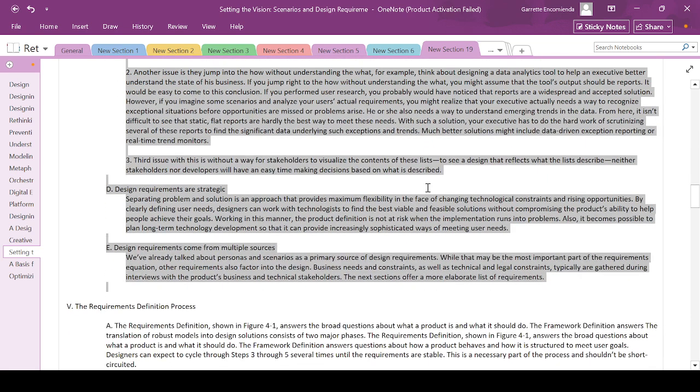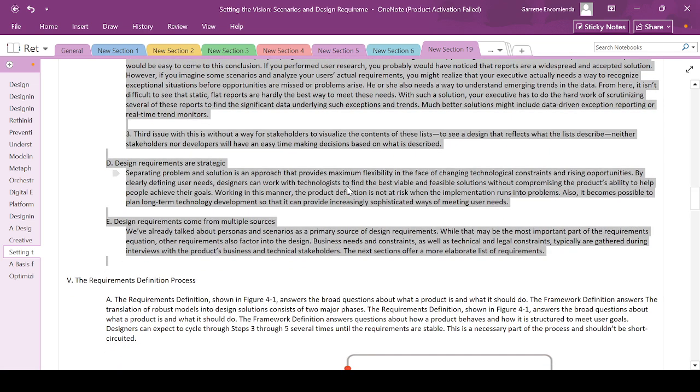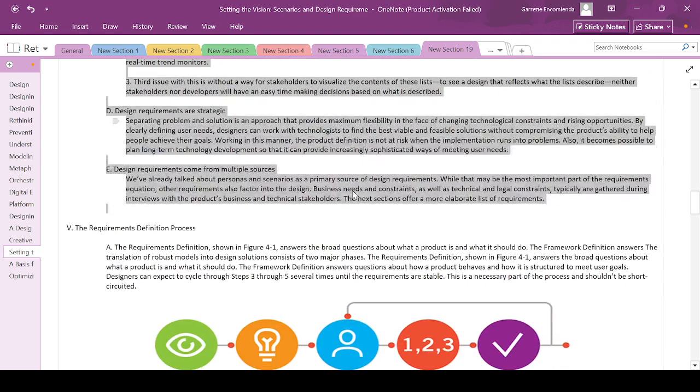So you need to provide these executives and developers, or stakeholders, a high level view so that they could generate solutions or imagine solutions themselves. But as we will later provide, we will do that in an iterative process, and we will provide them an initial requirements. So design requirements are strategic.